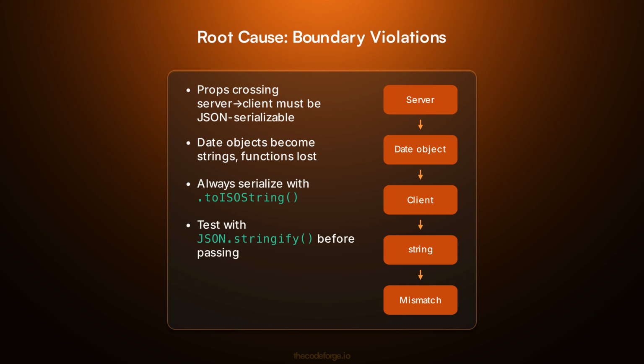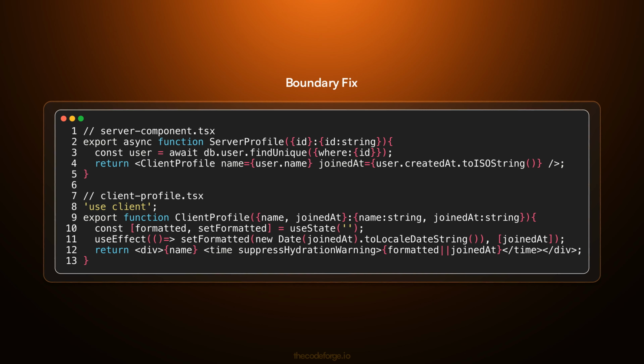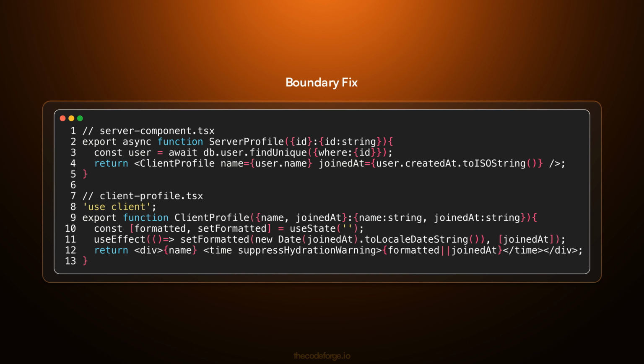On it will throw. Always convert dates to ISO strings before passing them. The server component serializes the createdAt date to an ISO string before passing it to the client component. The client component then uses that string in a useEffect to format it locally. This ensures the server and client agree on the initial value.